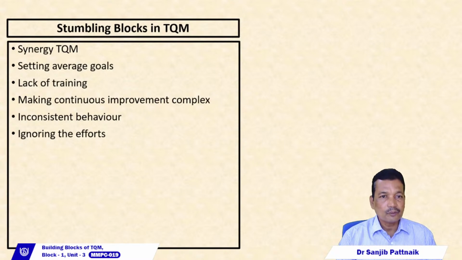The third stumbling block in TQM is lack of training. People say that, oh, quality, we know about that, we can maintain quality. No, in order to have the ideas about quality, we require training programs. Not only once, but also on a regular basis. So there should be proper training of the employees.